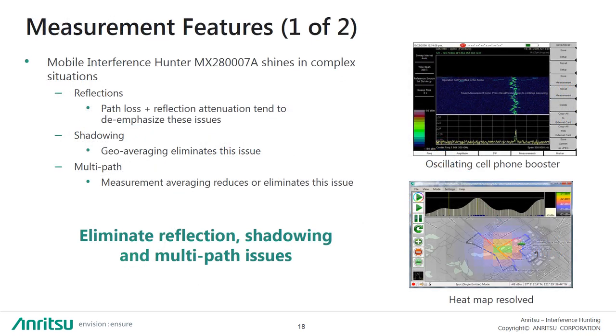The Mobile Interference Hunter really shines in complex situations. I mentioned it already, but in general, the fact that so many measurements are made eliminates the problems with reflections and multipath and shadowing that you face in traditional ways of direction finding. Also, since the Mobile Interference Hunter uses channel power for its measurements, it can deal with signals that wander in frequency, such as oscillating cell phone repeaters.